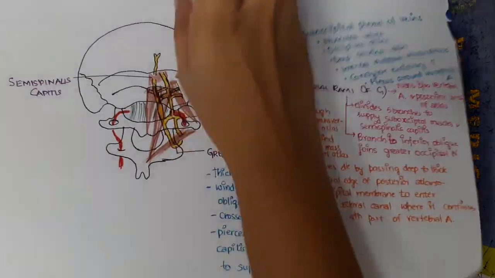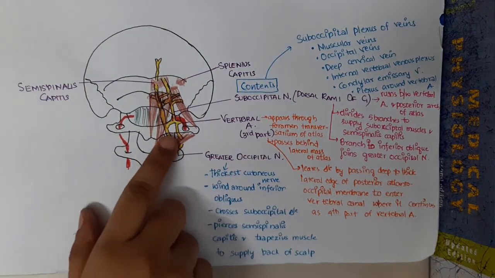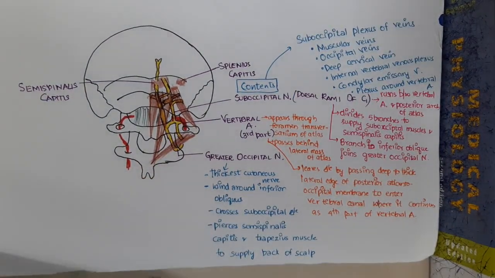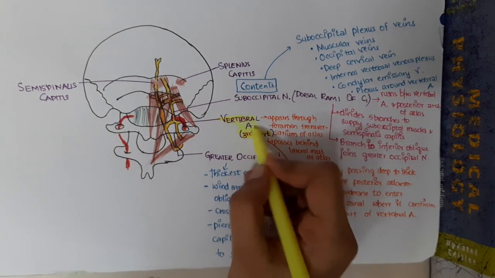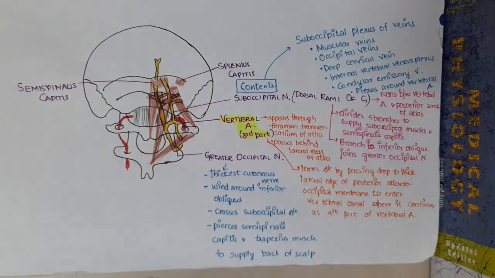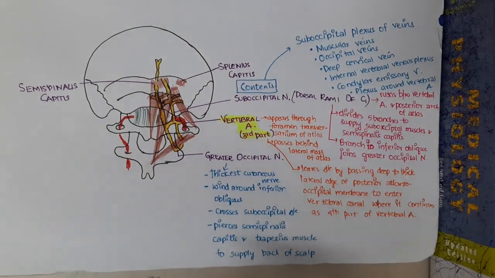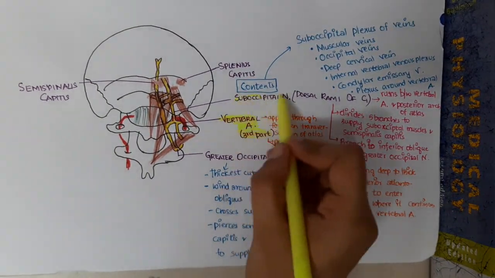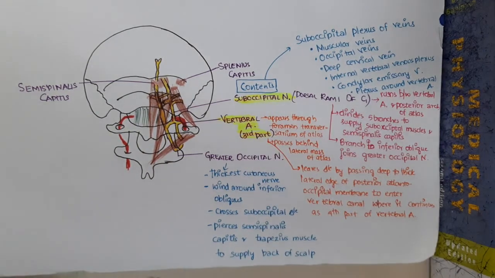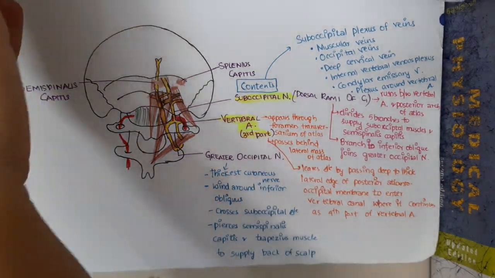What about the contents? There are two contents of the suboccipital triangle: the third part of the vertebral artery and the suboccipital nerve.